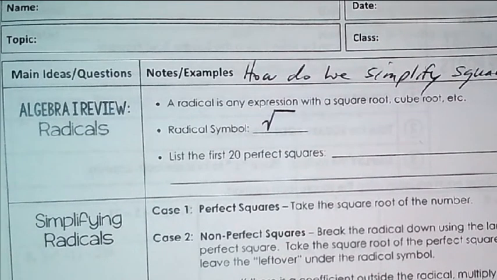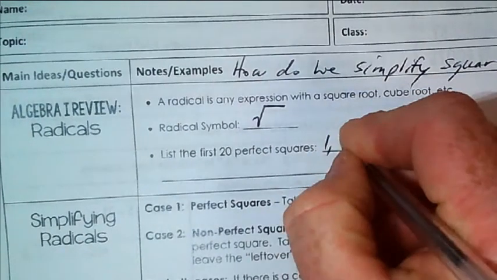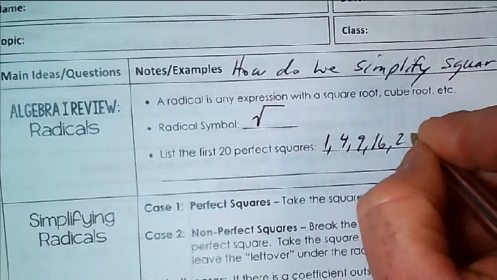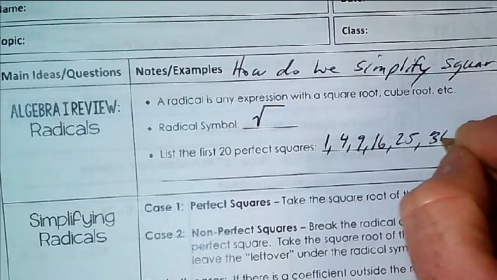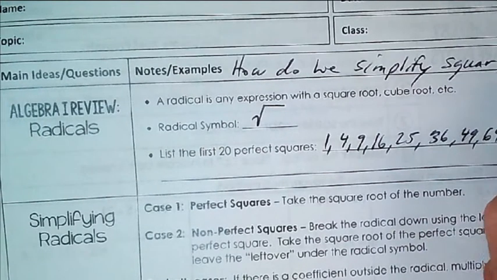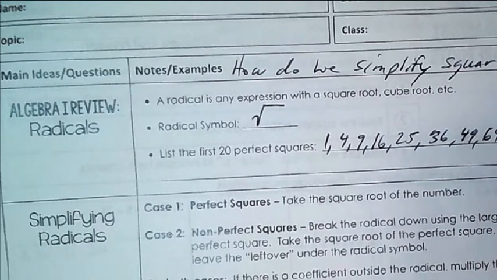Now, in simplifying square roots, it is extremely important for us to know by memory the first 20 perfect squares. Remember, a perfect square is a number you can take the square root of, and it just gives you a whole number, like the square root of 25 is 5. So let's list those real quick. We got 1, 4, 9, 16, 25, 36, 49, 64, 81, 100. That's the first 10.